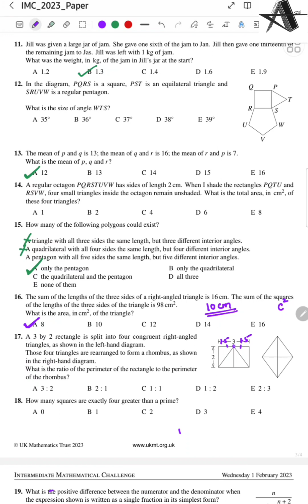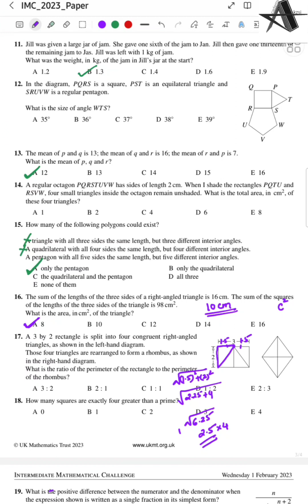So on applying the Pythagoras theorem, this hypotenuse is going to be root of 1.5 whole squared plus 2 squared. So 2.25 plus 4, that is root of 6.25, that is 2.5 is the answer. If 2.5 is one length, then the perimeter would be 2.5 times 4. This is the length, 2.5 is the length of one side of the rhombus.